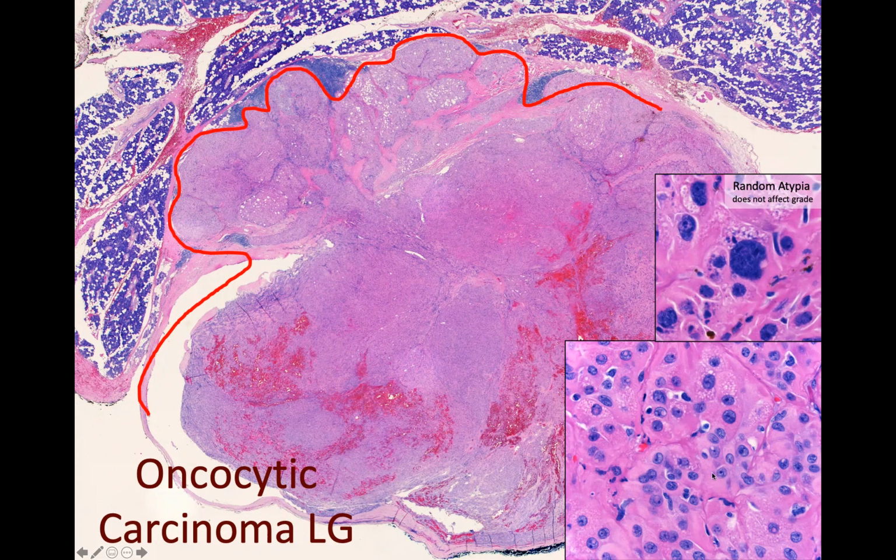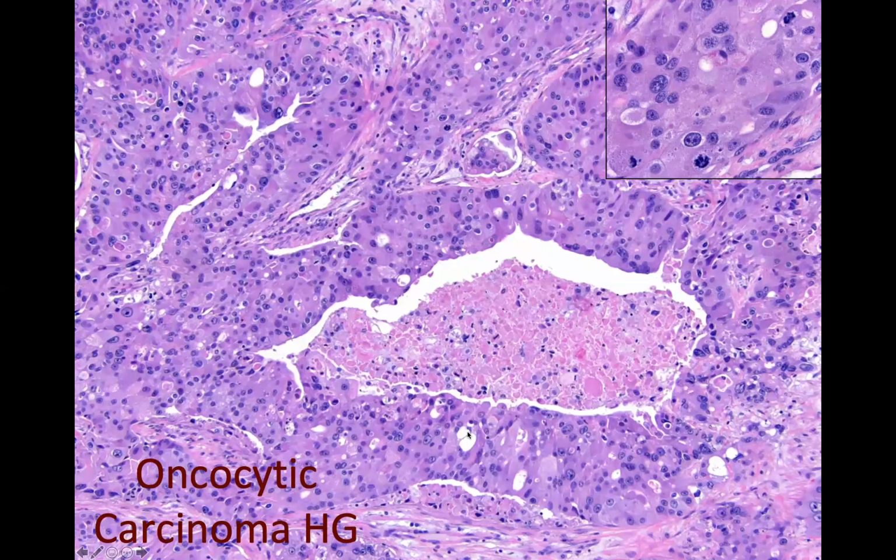Oncocytes tend to have abnormally large nuclei with prominent nucleoli, sometimes with inclusions, sometimes with random enlargement, but without things like significant mitoses, necrosis, etc. This is essentially irrelevant. Here's an example of a truly high-grade oncocytic carcinoma with 1, 2, 3 mitoses in a single high-power field, a large duct with central necrosis. So these are the things we diagnose as high-grade.